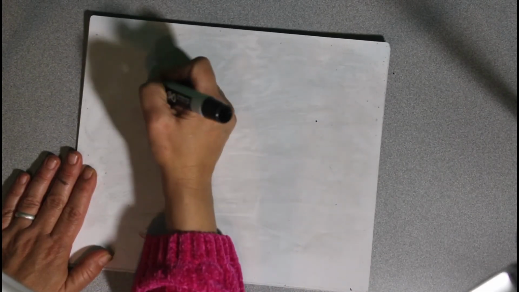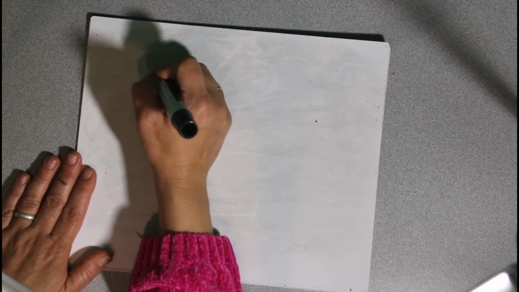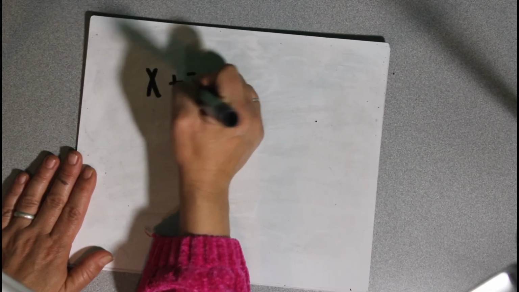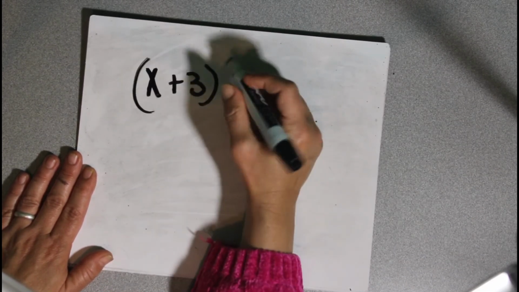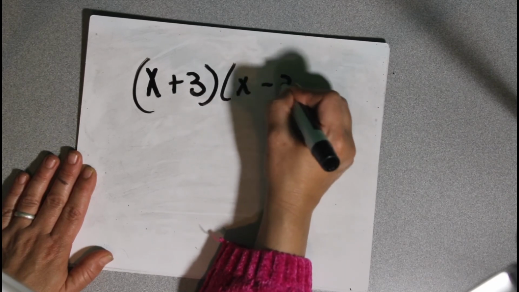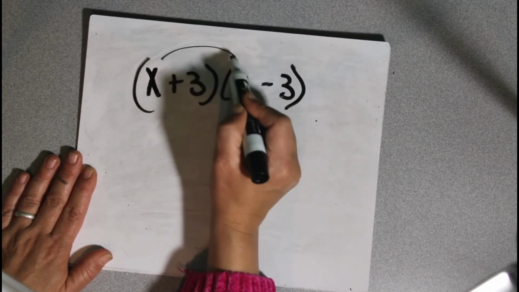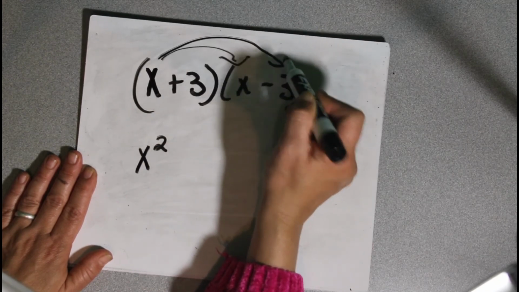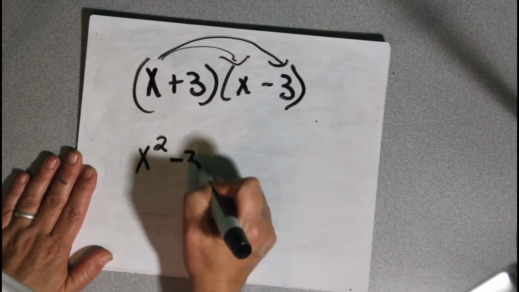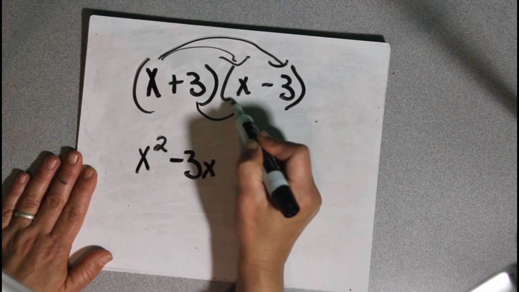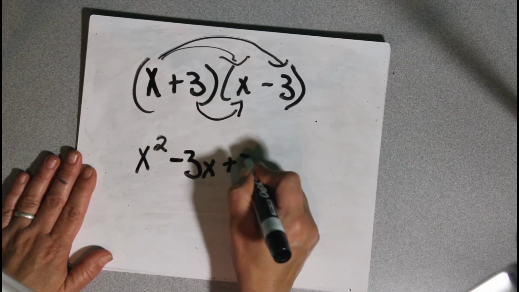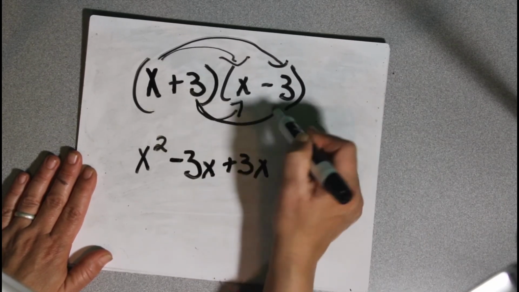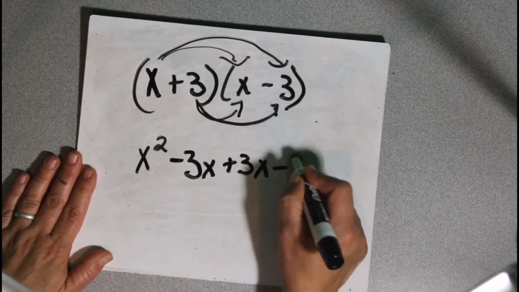So let's say that we had x plus 3 times x minus 3. All right, so we've got x times x, x squared. And then we've got x times negative 3, negative 3x. X times positive 3, positive 3x. And then 3 times negative 3 would be negative 9.